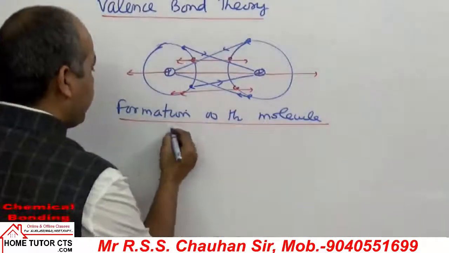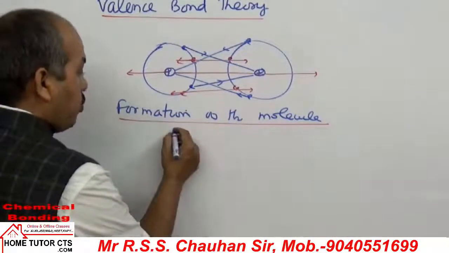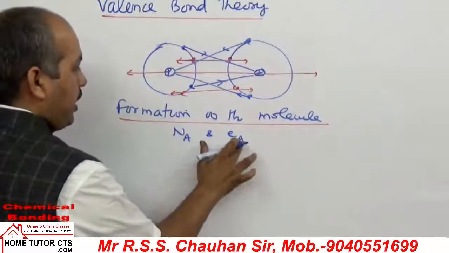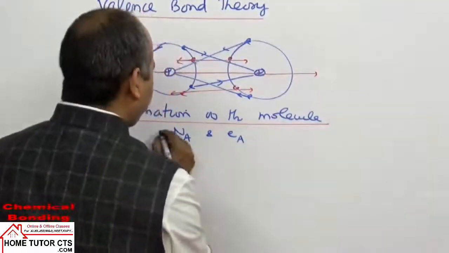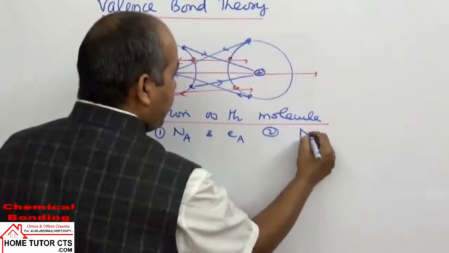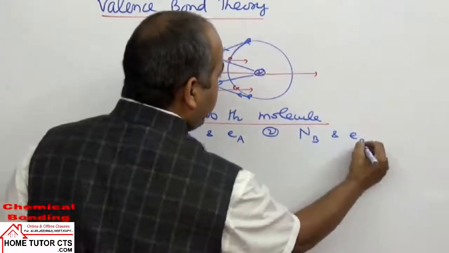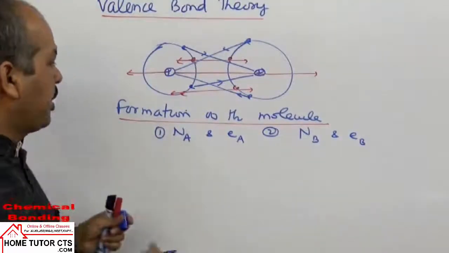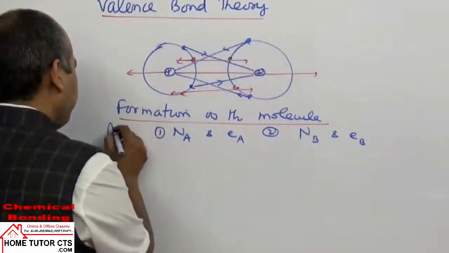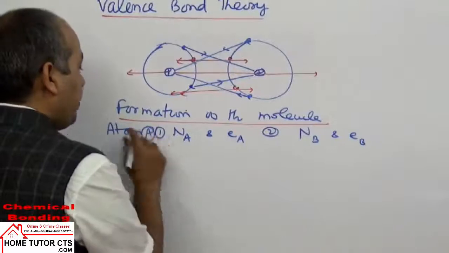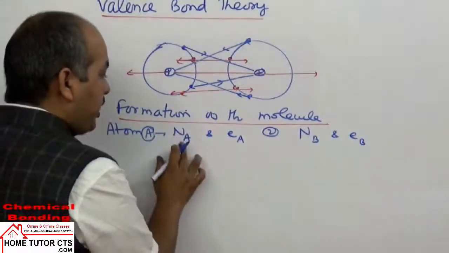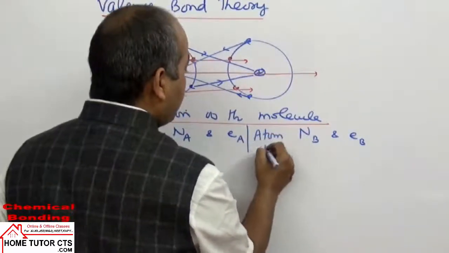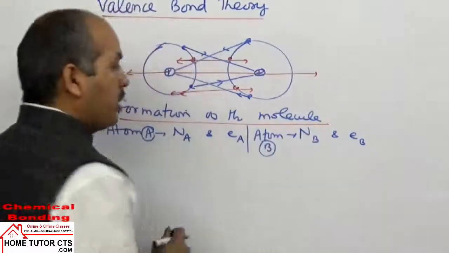In hydrogen, let us take the nucleus as Na and the electron as Ea, the electron of atom A. And the second atom of hydrogen has nucleus Nb and electron Eb. We have two atoms, atom A and atom B. Atom A has nucleus Na and electron Ea. Atom B has nucleus Nb and electron Eb.